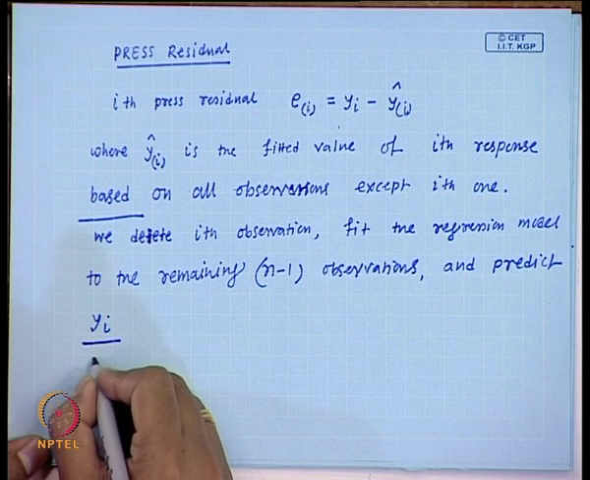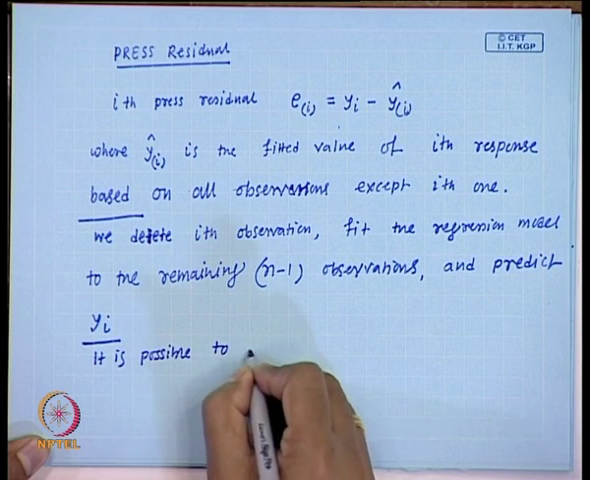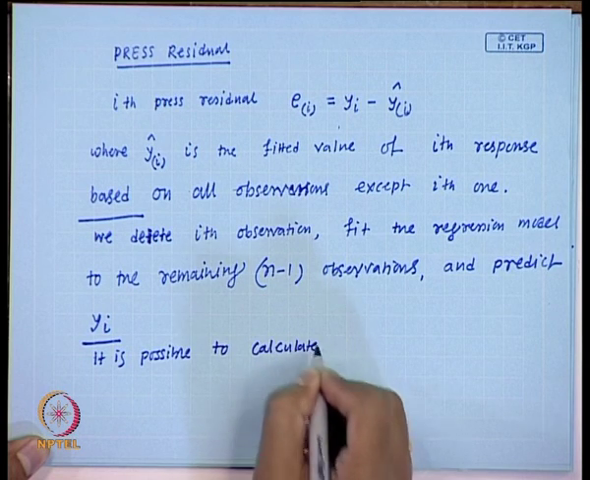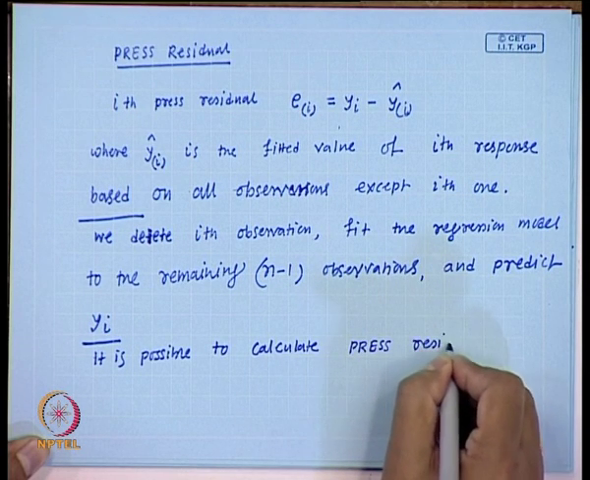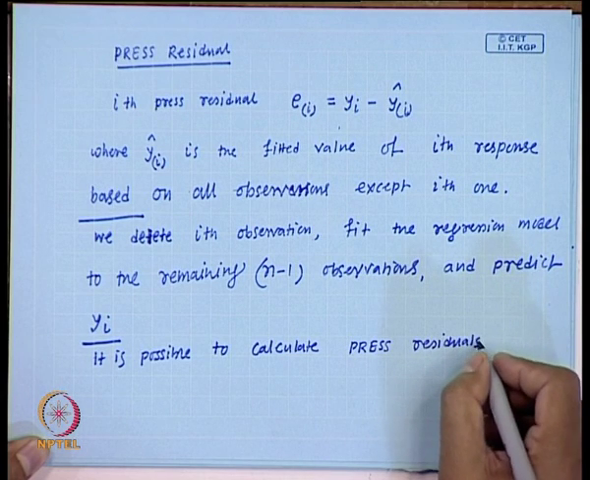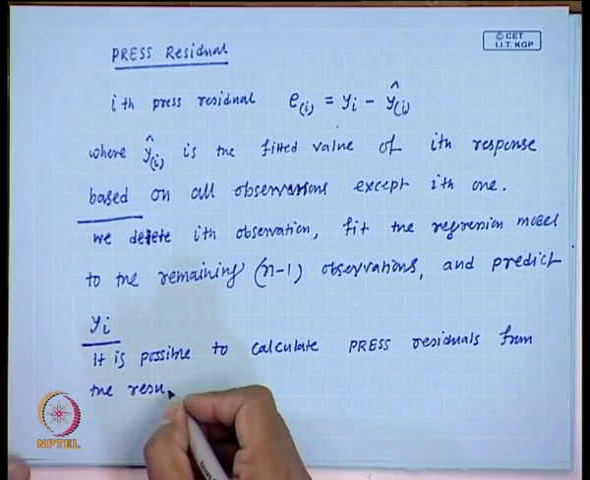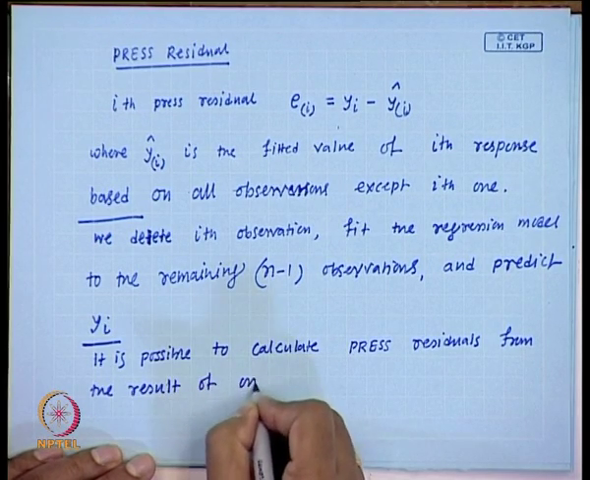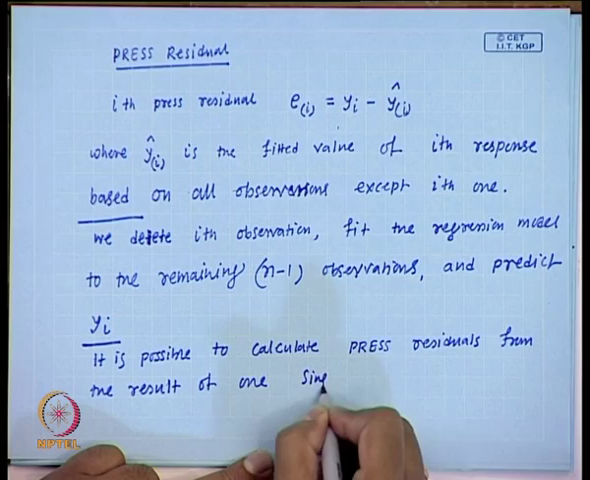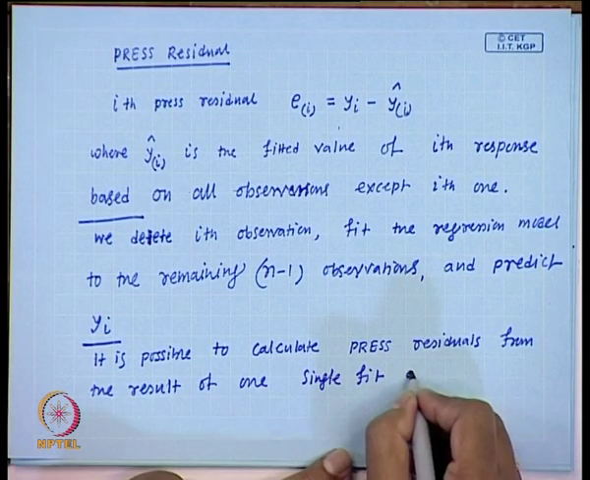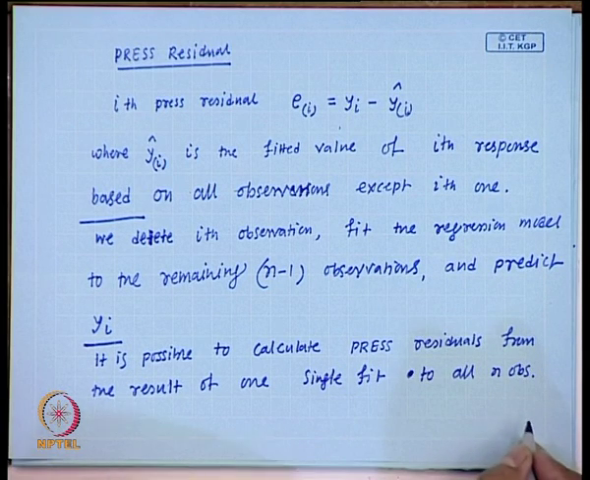So, here is the technique. However, it says that it is possible to calculate the PRESS residual from the result of one single fit to all n observations. Okay.